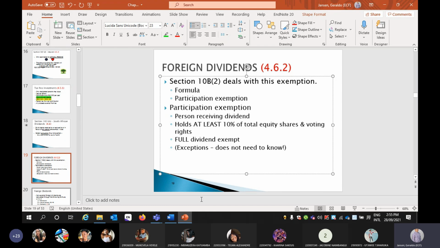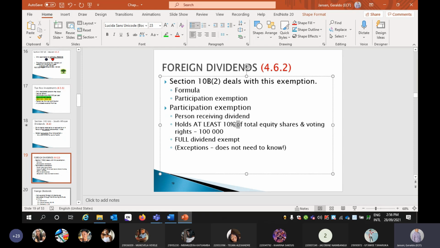Let me give you an example. Let's say Mr. X is a South African resident, but he holds shares in a company in Mauritius, okay? And let's say he holds shares of 11%. His shareholding is 11% in that company in Mauritius. Now the Mauritian company gives him a dividend, let's say a dividend of 100,000 Rand, then we say the full 100,000 will be exempted.